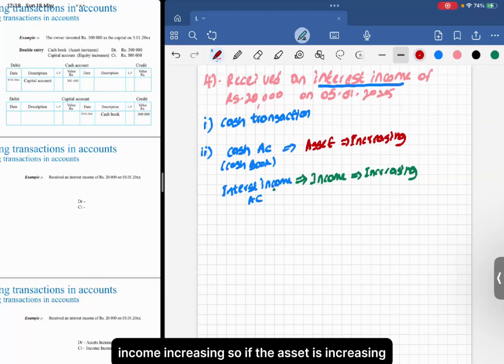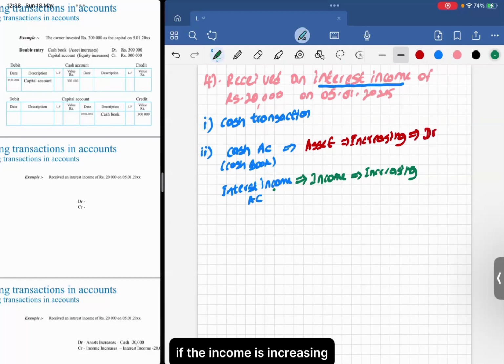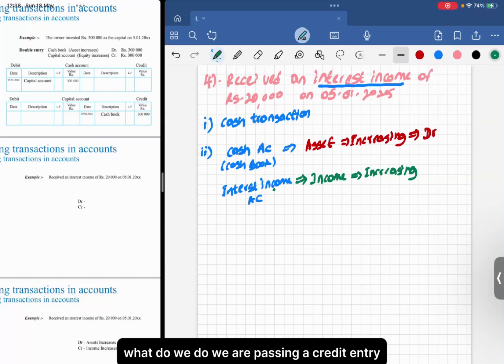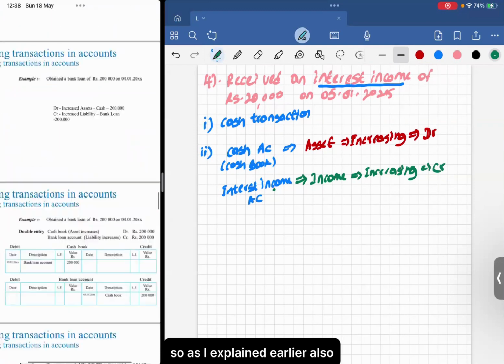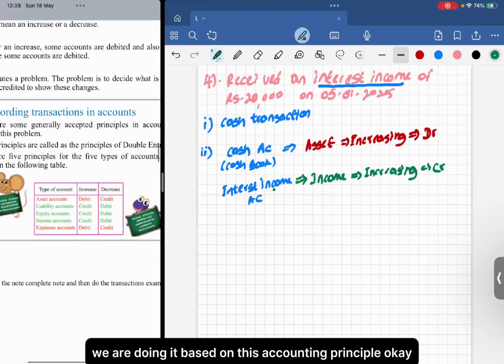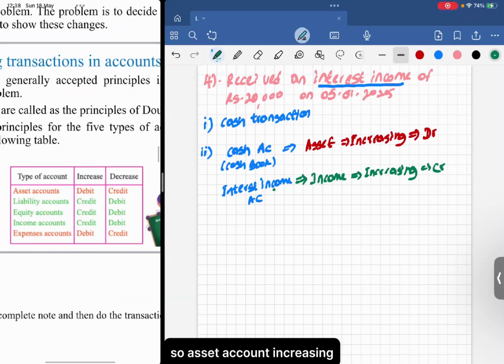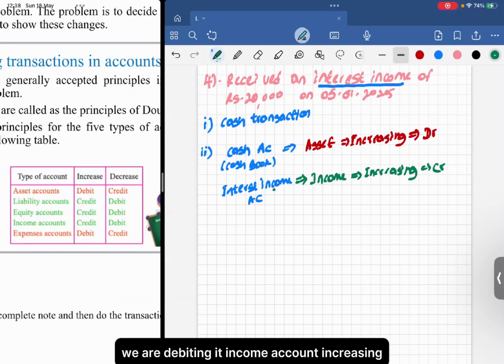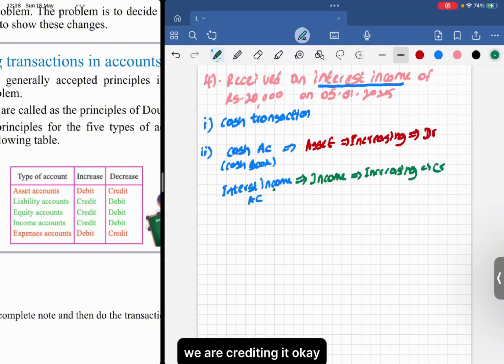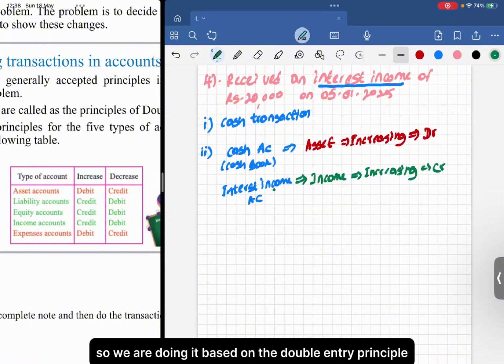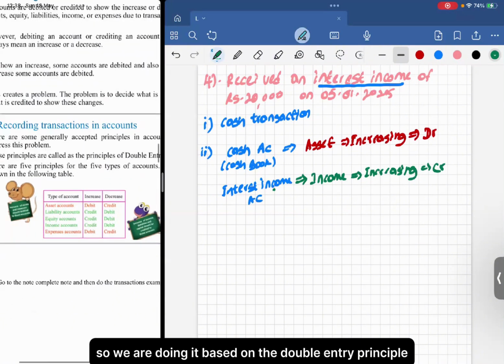So if the asset is increasing, what do we pass? We pass a debit entry. And on the other hand, if the income is increasing, we pass a credit entry. As I explained earlier, all of this we are doing based on this accounting principle. Asset account increasing, we are debiting it. Income account increasing, we are crediting it. So we are doing it based on the double entry principle.